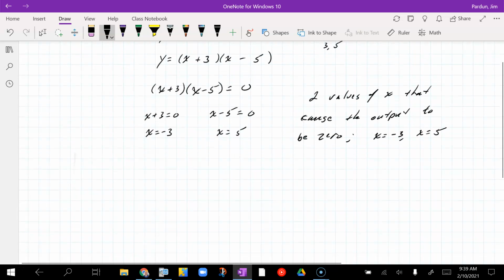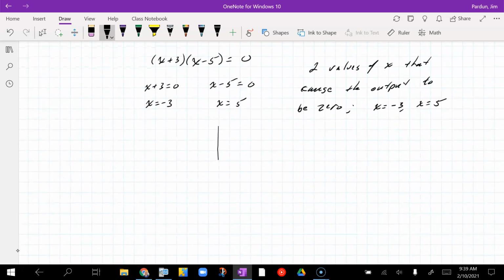Okay, well, what does this mean in terms of a graph? Well, let's think about on a graph, where is the output equal to 0? The output is equal to 0 on the x-axis. That's when the y value is 0. So if I have negative 3, 1, 2, 3, I know that at negative 3, this is going to have an output of 0. And I know at positive 5, we're going to have an output of 0.